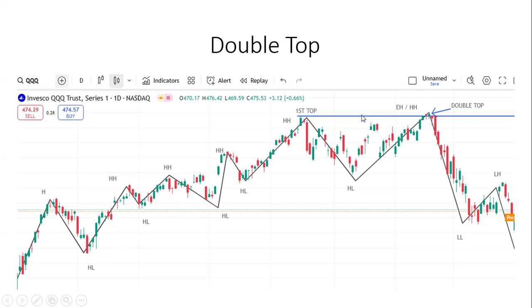So, what was the target? The first target was the distance between this lower high and this resistance point. It has given that target and given some extra target also.